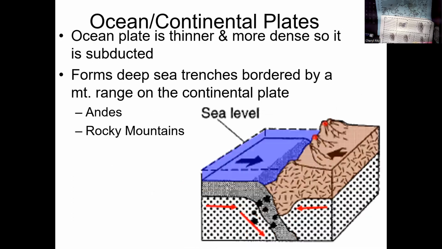So with ocean-continental plates, the ocean plate is thinner and more dense, so it's subducted. These form deep sea trenches. They are always bordered by a mountain range on the continental plate. The best example of this is the Andes. They run down the west coast of South America. So on the west coast of South America is the Peru-Chile Trench, bordered by the Andes Mountains on South America. The Rocky Mountains are another example of this.